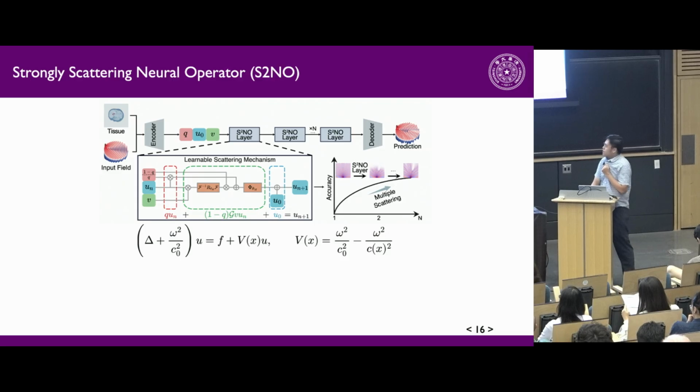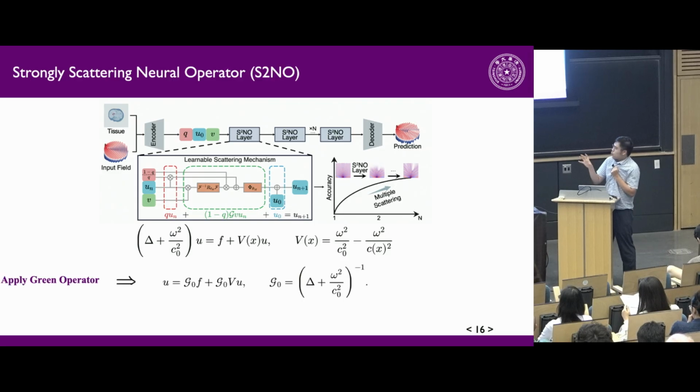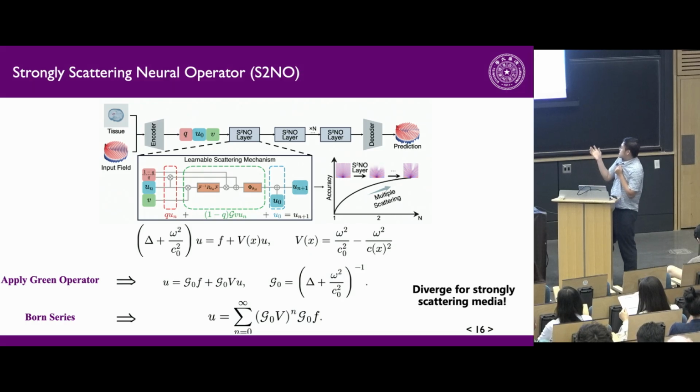So let's look at the math part. If we want to solve the Helmholtz equation, we start with the inhomogeneous Helmholtz equation. We do an operator splitting, and then we apply the Green operator on both sides. This gives us the traditional Born series. It is an iterative scattering mechanism. However, this mechanism diverges for strong scattering media.